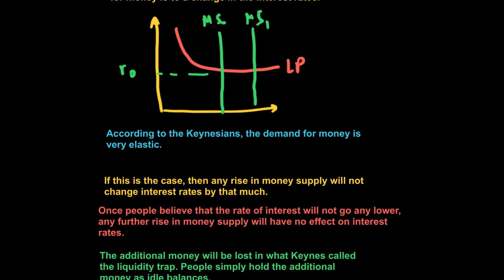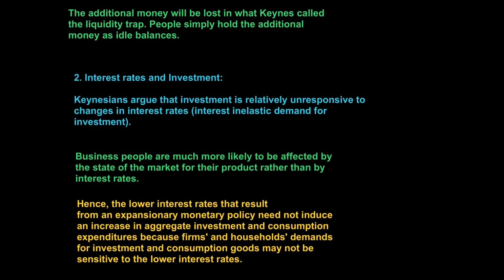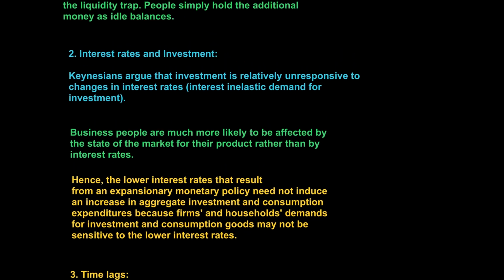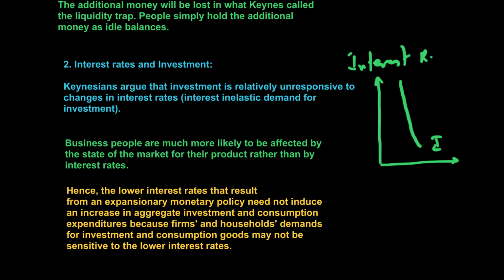The second important criticism when it comes to the demand for money is the idea about interest rates and investment. The whole idea is that Keynesians say demand for investment is a very, very elastic curve. So this is my investment diagram, with the interest rate on my y-axis, and the quantity of investment, or planned investment.